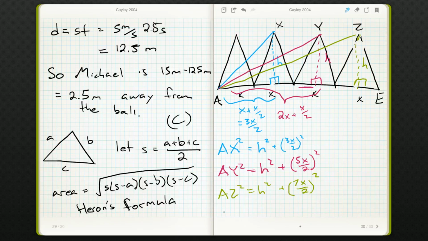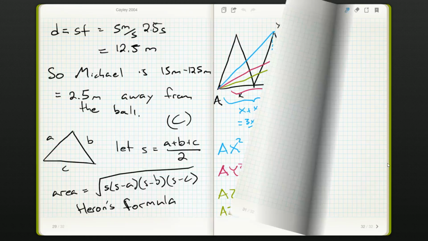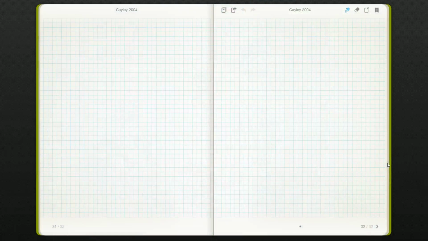But AZ is equal to AE, and AE is quite simply just 4x. So I think from here we can isolate what actually h is. We can get h in terms of x, and once we have h in terms of x, then we can go back and get AX in terms of x, AY in terms of x, and we already have AZ in terms of x. It's just 4x. Okay, so I think this is a good way to go. All right, going back to the question.